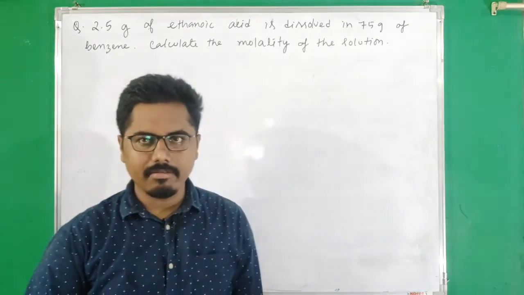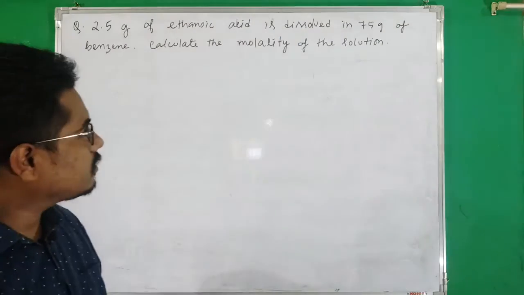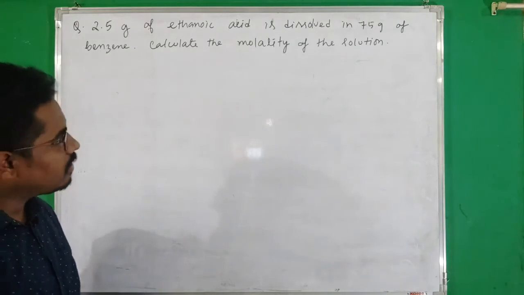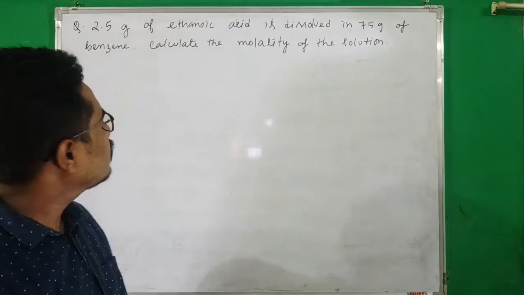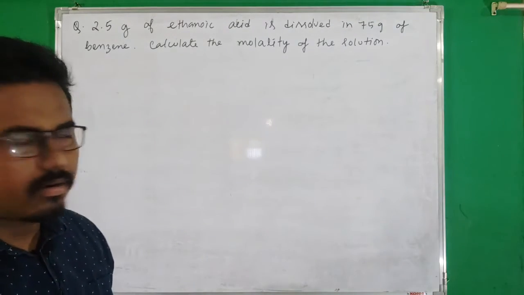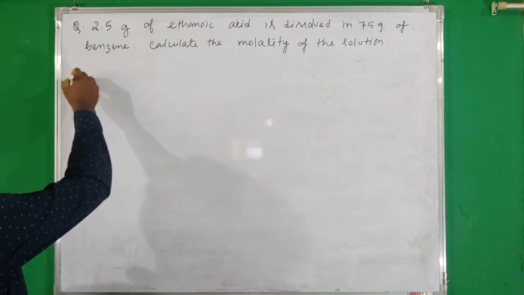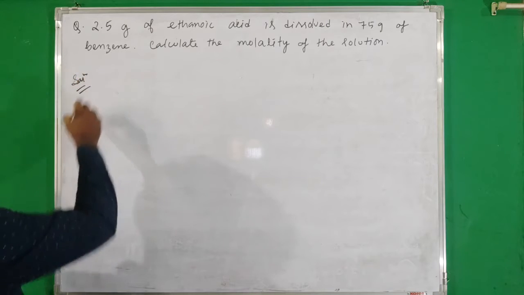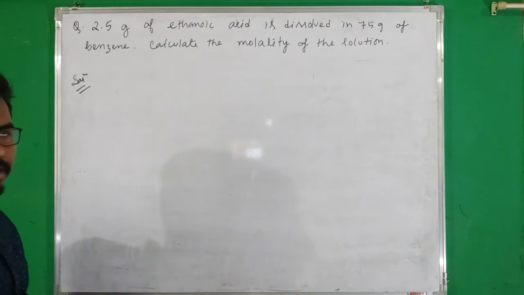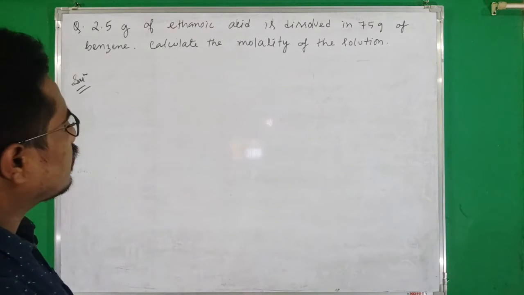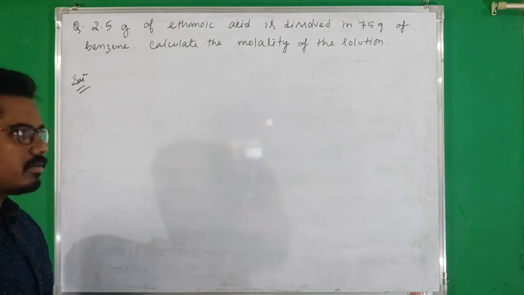In the previous problem we learned how to determine the molarity of a solution, and now in this problem we will learn how to determine the molality of a solution. The problem is: 2.5 gram of ethanoic acid is dissolved in 75 gram of benzene. Calculate the molality of the solution.